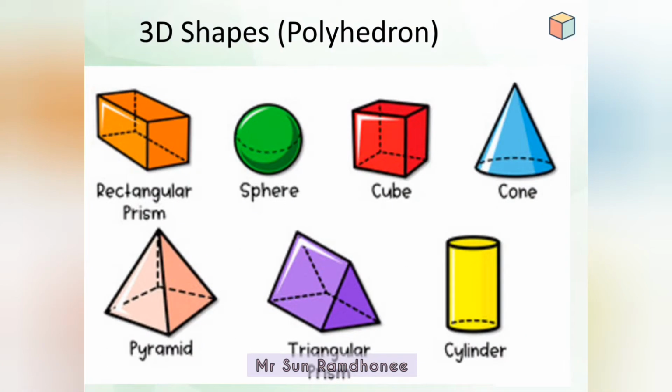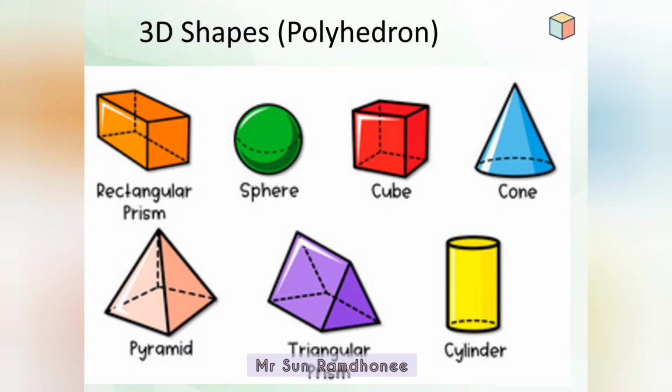Now we are going to look at 3D shapes. These are also known as polyhedrons. Examples are below: rectangular prism, sphere, cube, cone, pyramid, triangular prism, or cylinder.